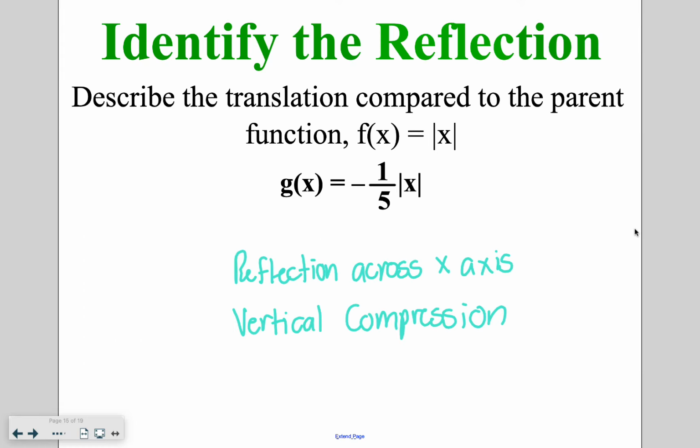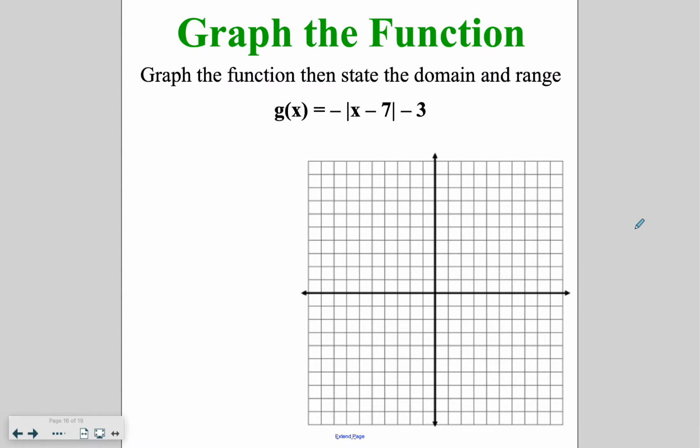So we've got a reflection over the x-axis because the negative is on the outside, and then it is a vertical compression because we are looking at a value smaller than 1 on the outside. So now when we graph these, we want to be able to state the domain and range of the function as well. So I'm going to start by graphing.